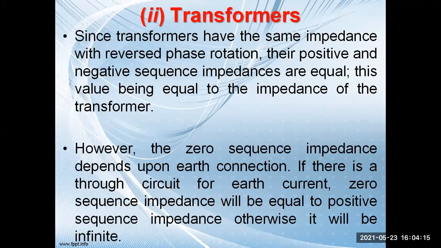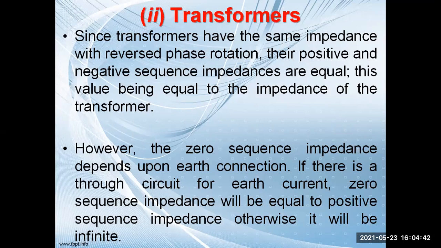Then we'll consider the next element, that is the transformer. Since a transformer has the same impedances with reverse phase rotation, its positive and negative sequence impedances are equal, and this is equal to the impedance of the transformer. A few minutes back we have seen that for the transformer, the positive sequence impedance will be equal to the negative sequence impedance. However, the zero sequence impedance depends upon the earth connection.